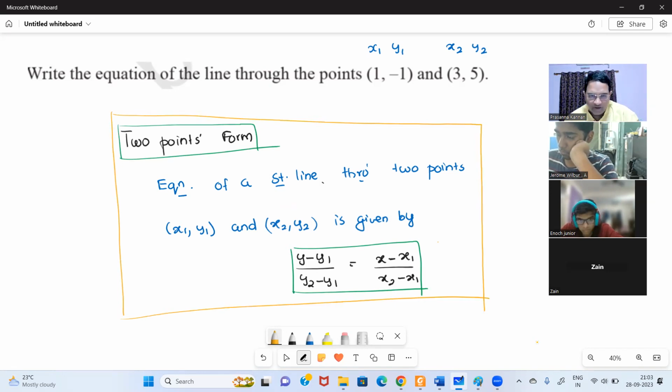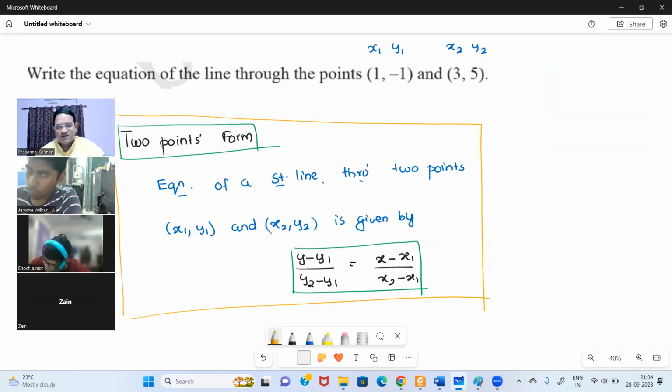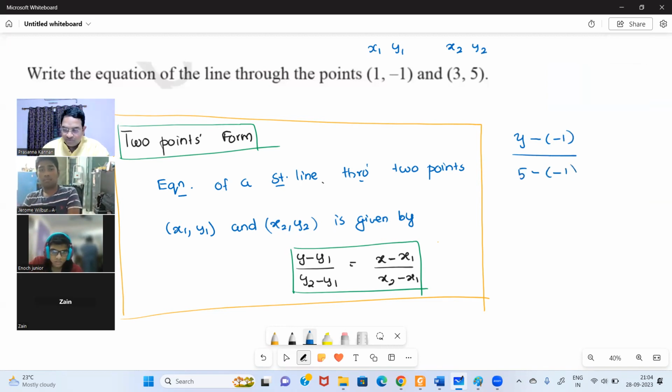Equation of a straight line through 2 given points is given by (y minus y1) divided by (y2 minus y1) is equal to (x minus x1) by (x2 minus x1). Yes, Enoch, now can you tell me for the given values, what would be the equation? How would I do it? y minus of minus 1 divided by 5 minus of minus 1 is equal to x minus 1 by 3 minus 1.